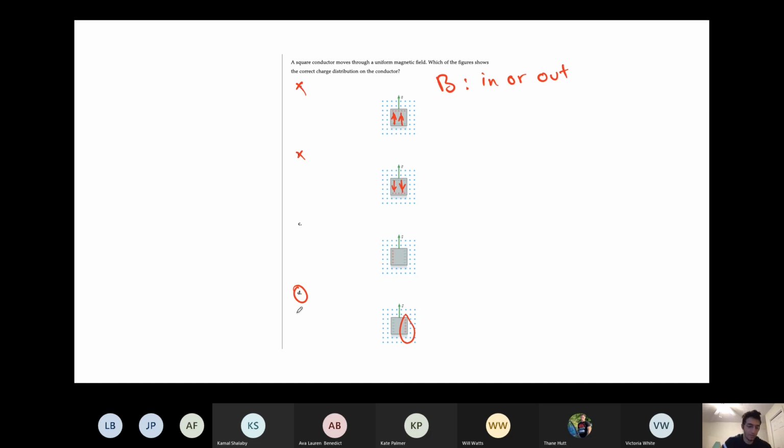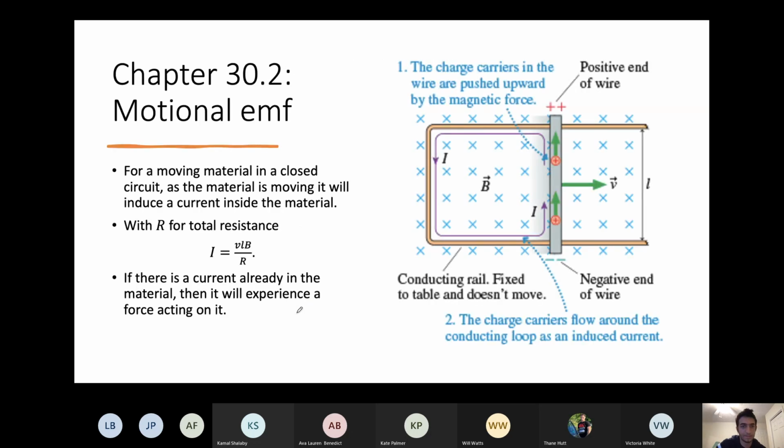So then using the right hand rule, you can see where the positive charge will be, and then you can know what the distribution will be. So yeah, velocity up, the magnetic field out of the page, so the force is to the right. Okay.